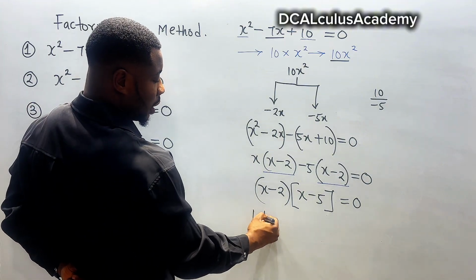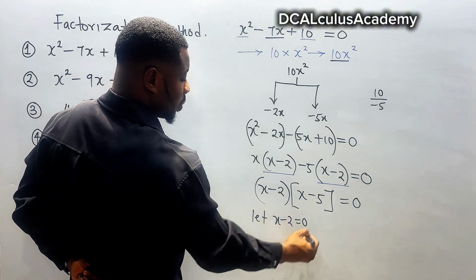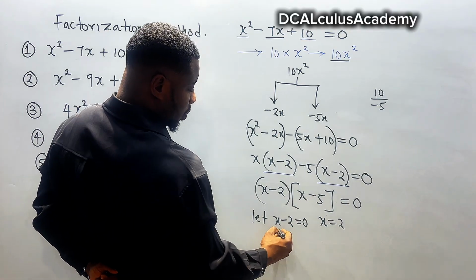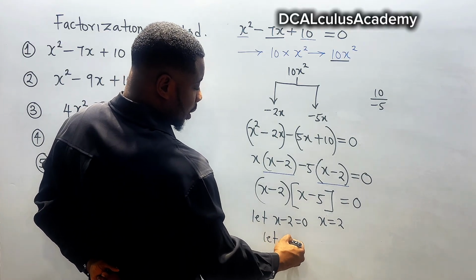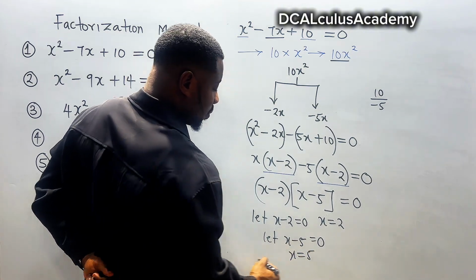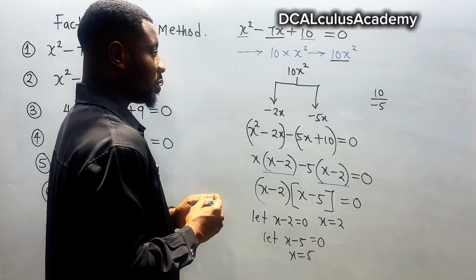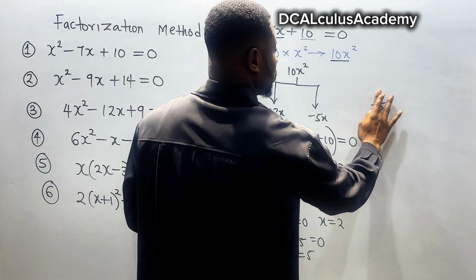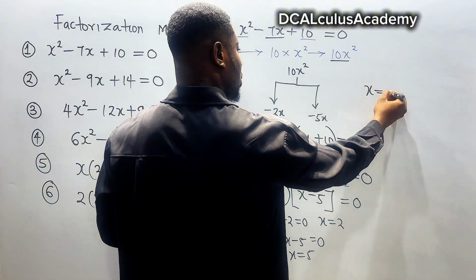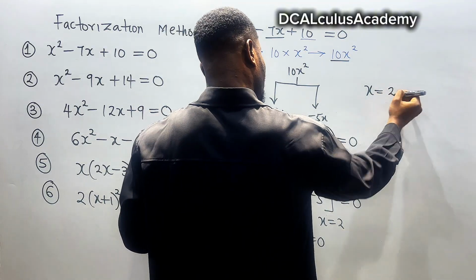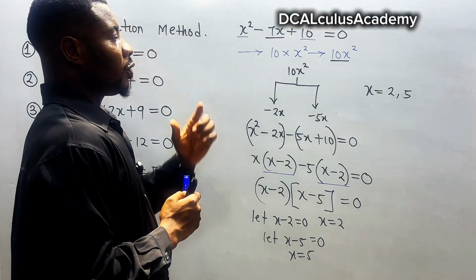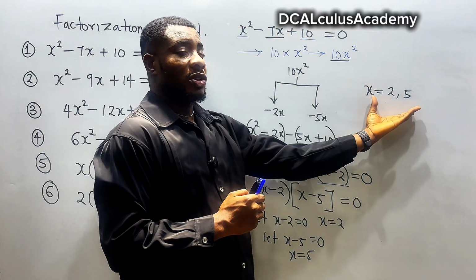You can just say let x minus 2 be equal to 0 so that x becomes 2, and also let x minus 5 be equal to 0 so that x is equal to 5. Now you can see that after solving, we have been able to show that the roots are 2. Okay, x can be 2 or x can be 5. So you can also test to see if your answer is correct if you want to.